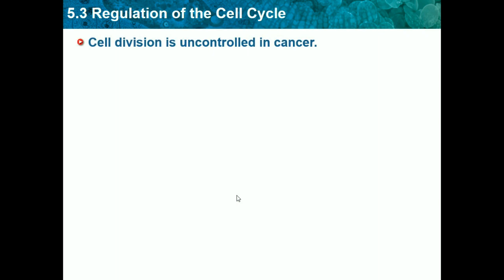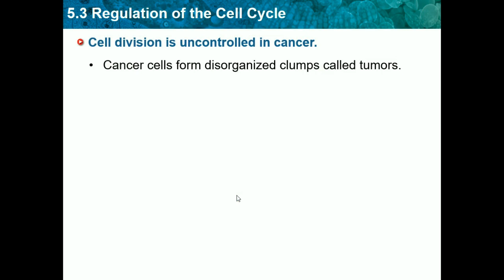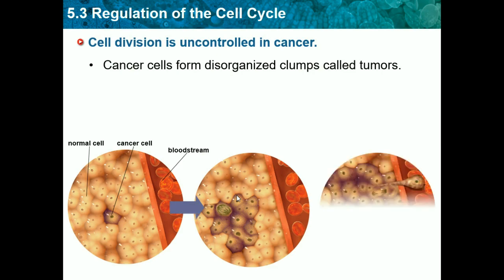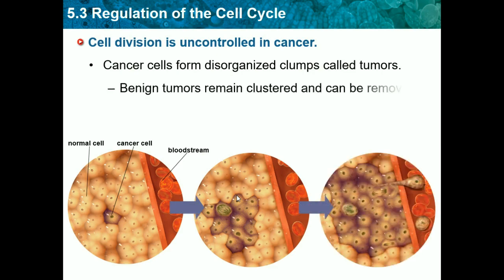So cell division is uncontrolled in cancer. So this is where cancer comes in. So cancer cells form disorganized clumps called tumors. So benign tumors remain clustered and can be removed. So benign tumors are not that bad if we catch them. So they don't grow and they're just clustered and clumped there.